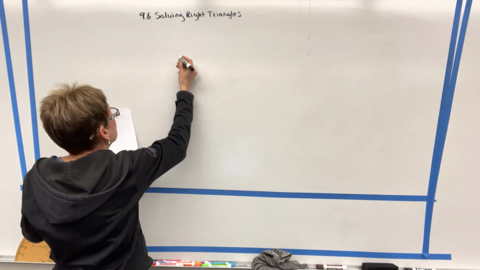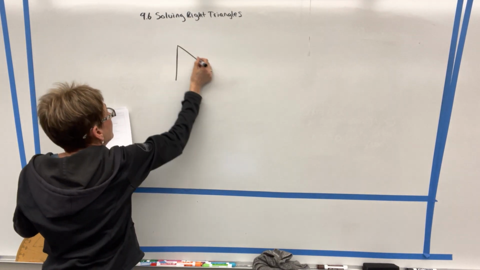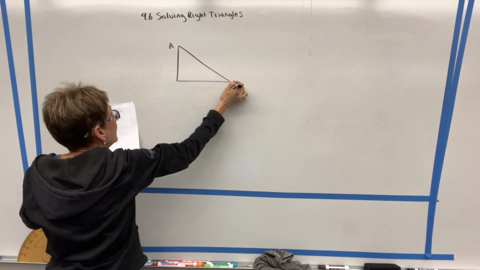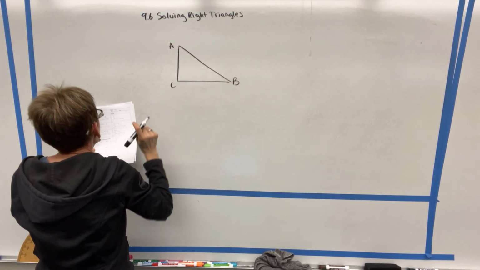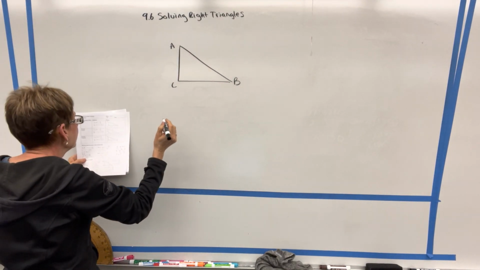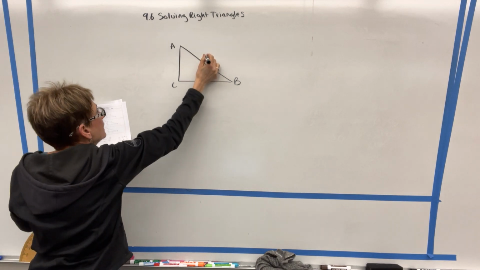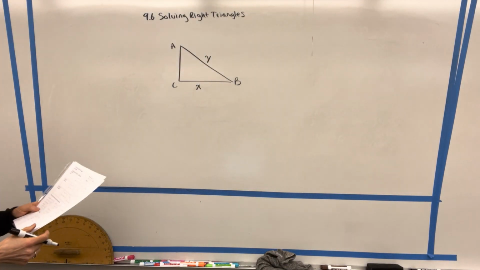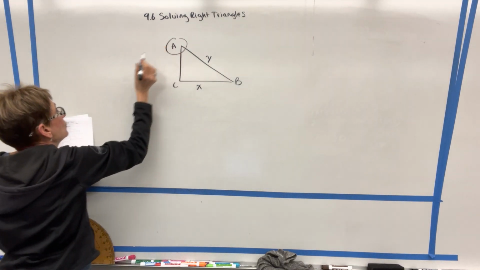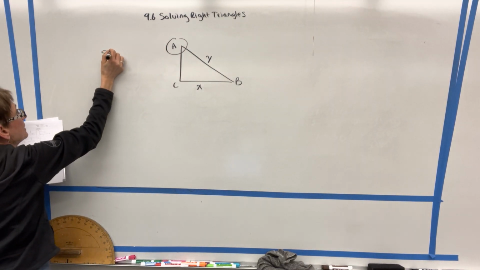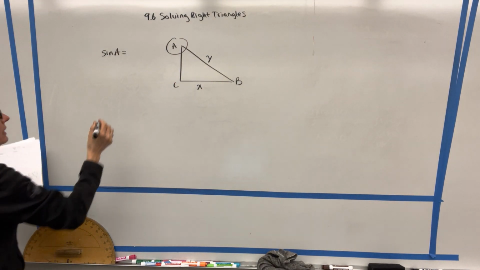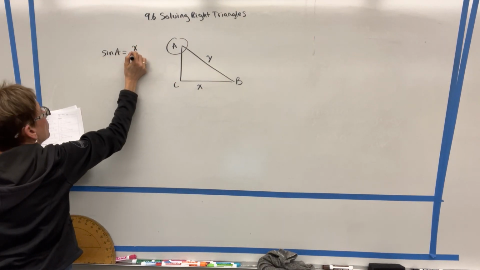So we're still going to be looking at a right triangle, and we can still label the angles A, B, and C. Let's, for instance, go ahead and label two of the sides X and Y here. Now, if I wanted to talk about angle A on this triangle, and I was talking about the sine of angle A, it would mean opposite over hypotenuse, or X over Y.